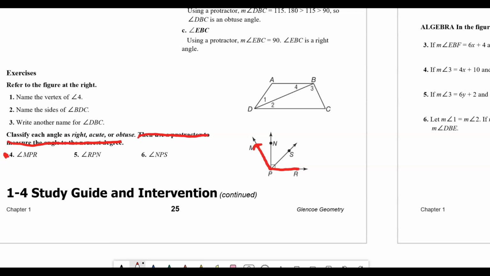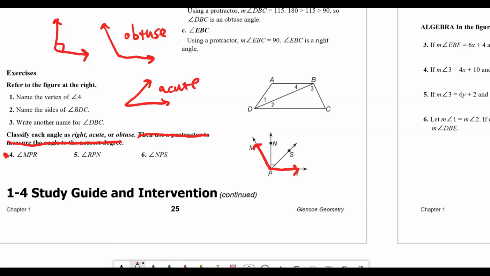Okay, remember that a right angle equals 90 degrees. An acute angle is less than 90 degrees, right? So here is a right angle. Here is an obtuse angle. And here is an acute angle.